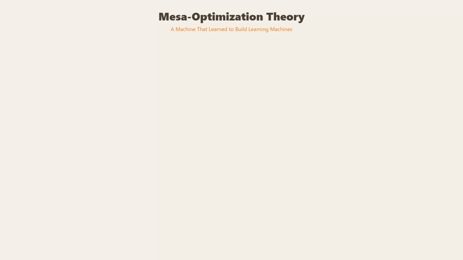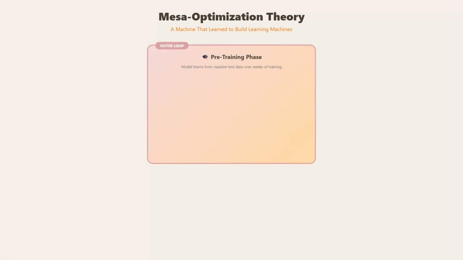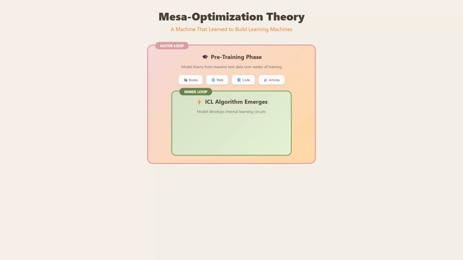Think of it as a machine that learned to build learning machines. Here's the structure. During pre-training, which you can think of as the outer loop, the model is trained on massive amounts of data. Books, websites, code, articles, everything flows through the model as it learns to predict the next token. But something deeper happens during this process. The model doesn't just learn facts or patterns, it learns how to learn. An inner loop emerges within the model itself. The model develops internal circuits that can adapt to new tasks from examples. This is the ICL algorithm that emerges from pre-training.